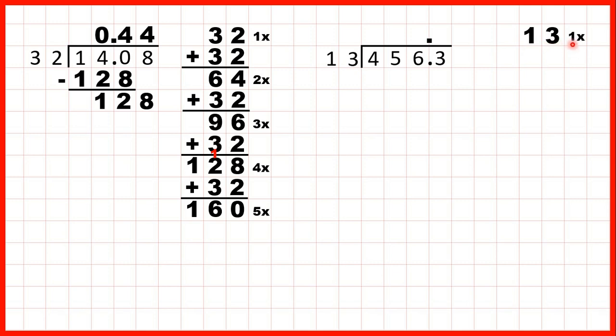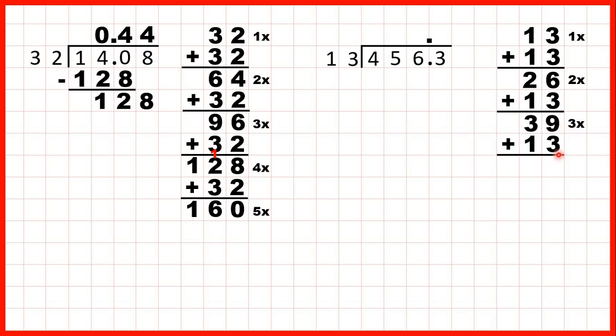13 is 1 times 13. If we add another 13, we get 26 for 2 times, 39 for 3 times. If we add another 13, 9 plus 3 is 12, so 1, 2, 1 plus 3 plus 1 is 5, so that's 52 for 4 times, and if we add another 13, we get 65 for 5 times. And that makes sense, and we can be confident that we haven't made any mistakes, because 5 times always ends in a 5 or a 0, and that's what we have here with 65.